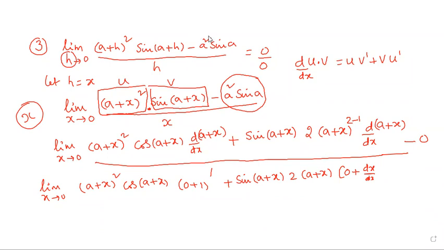Before that step, is it clear? A plus x square, sine derivative is cos of a plus x. First u, then v derivative, v, then u derivative. Okay, na? First I will write: this is u, a plus x whole square. V derivative: sine derivative is cos of a plus x, a plus x chain rule. Plus v, sine of a plus x, times the derivative of u, a plus x whole square.